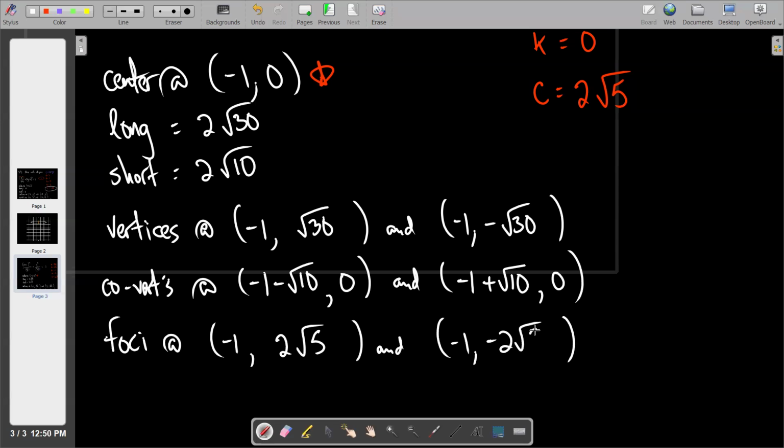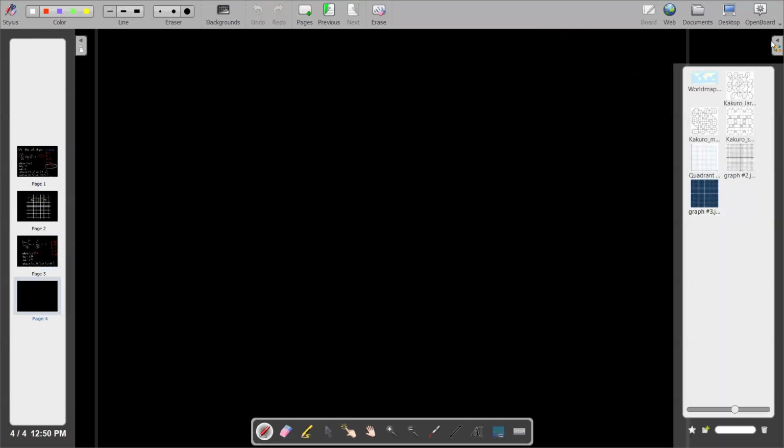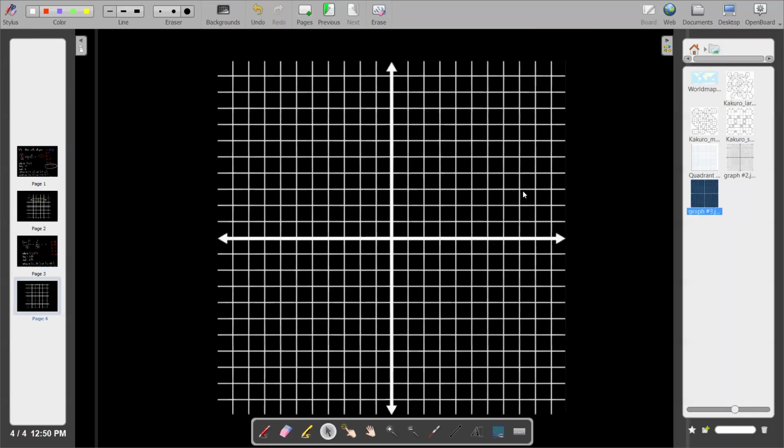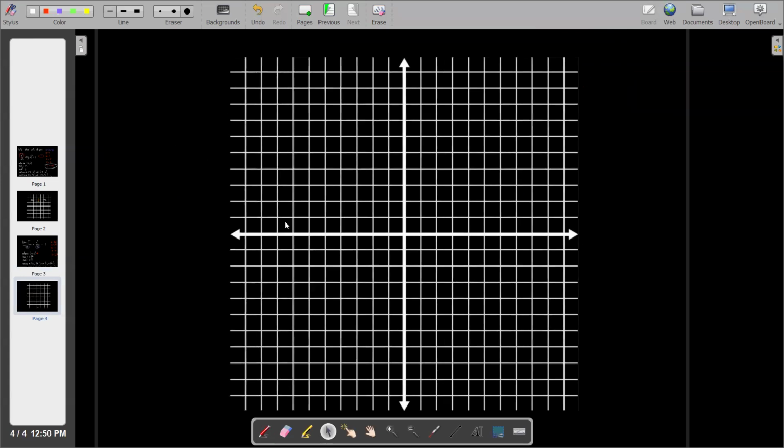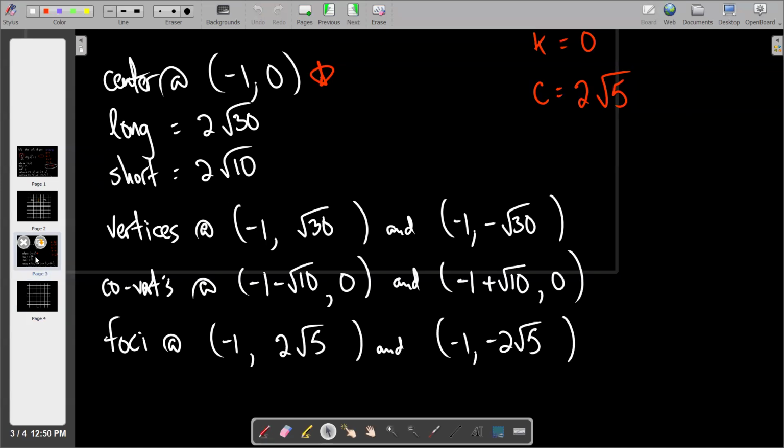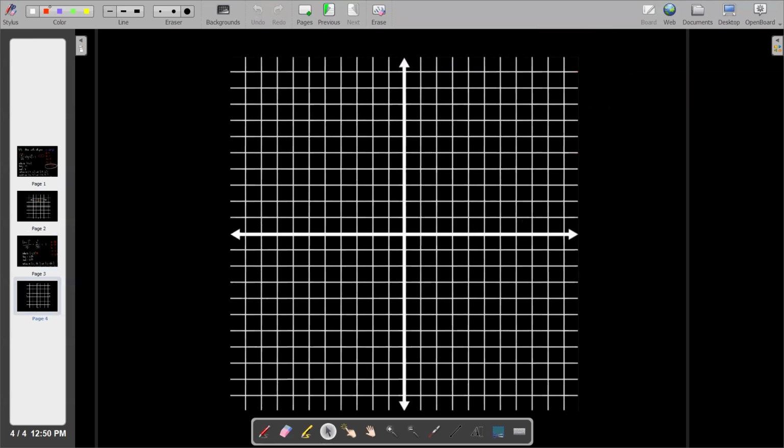All right, so let's go make one more sketch and then I'll get you to work. New page. So I'll just try to go back and forth. Let's start with the center. Center's at -1, 0. So we're going to make our first dot there.